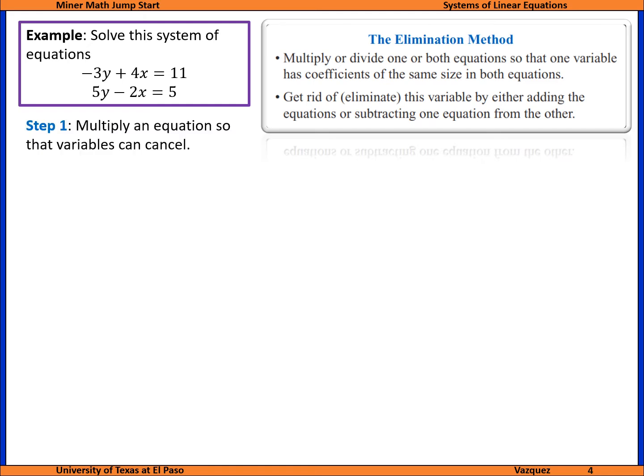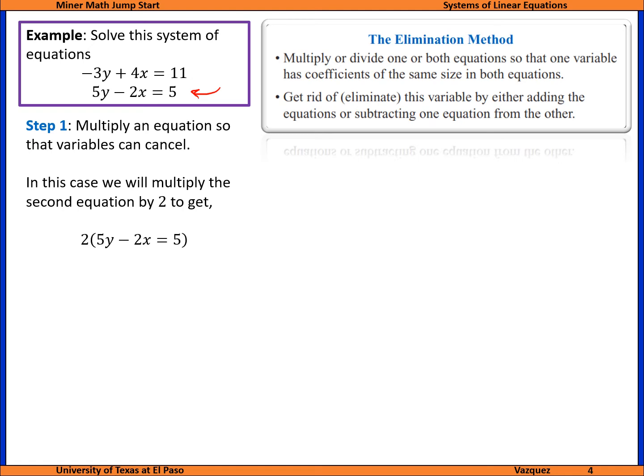Well, like it says, step 1 is multiply an equation so that variables can cancel. In this case, we're going to multiply the second equation, this equation right here, by 2. Now let me show you why we're going to do that. If we multiply that equation by 2, well, the 2 has to distribute to every single term. So that becomes 10y minus 4x equals 10.